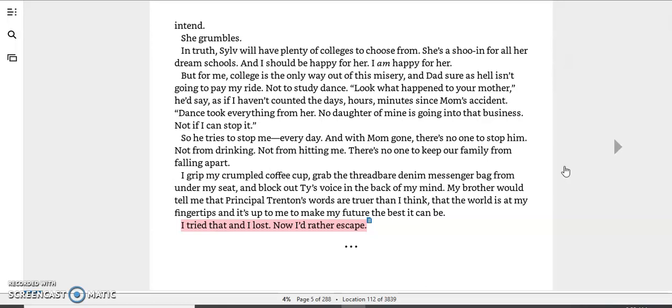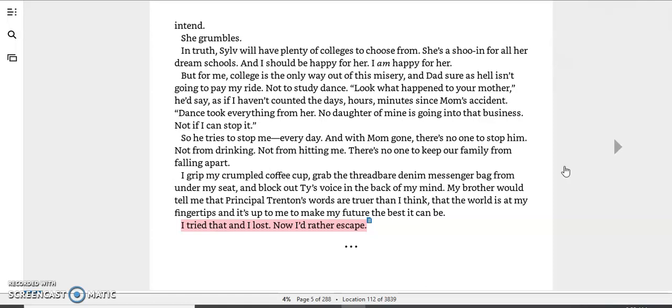Not to study dance. Look what happened to your mother, he'd say, as if I haven't counted the days, hours, minutes since Mom's accident. Dance took everything from her. No daughter of mine is going into that business. Not if I can stop it. So he tries to stop me every day. And with Mom gone, there's no one to stop him. Not from drinking, not from hitting me. There's no one to keep our family from falling apart.